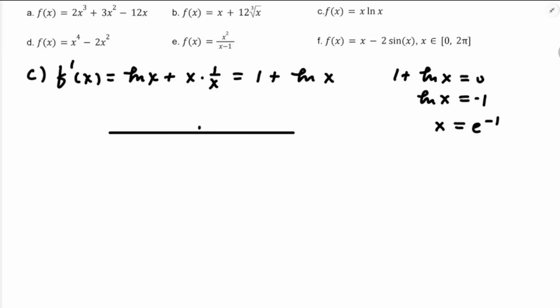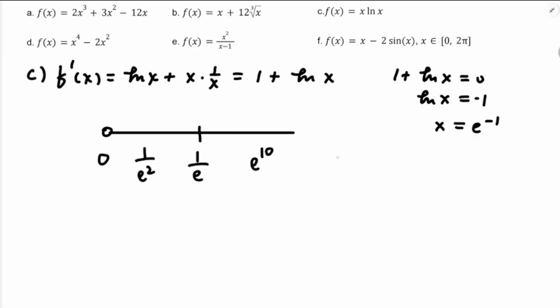That's my critical number. Okay, e is between 2 and 3, so this is somewhere between a half and a third. And again, I've got this kind of edge in my domain. And so I need to think of something that's between 0 and 1 over e. I'd say 1 over e squared. Okay, I think that might be a good idea. And then also something bigger than 1 over e. I don't know, maybe e to the 10th. Okay, that might be a good idea.